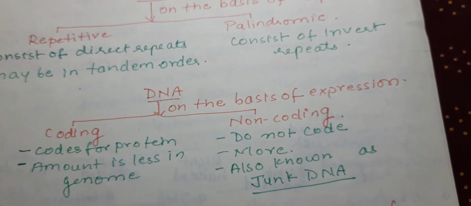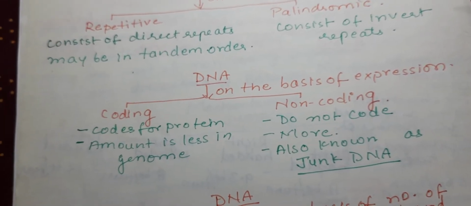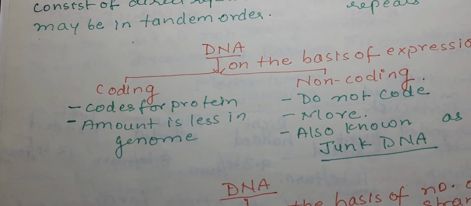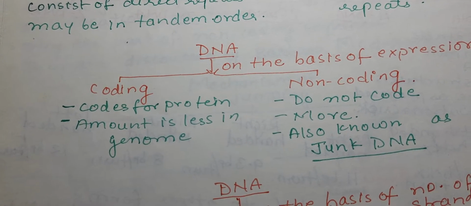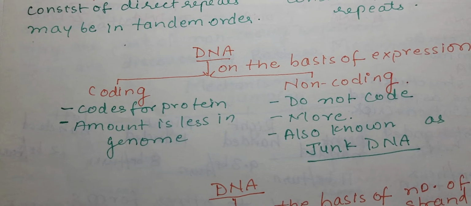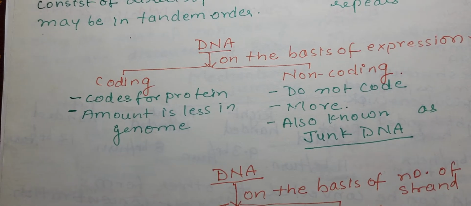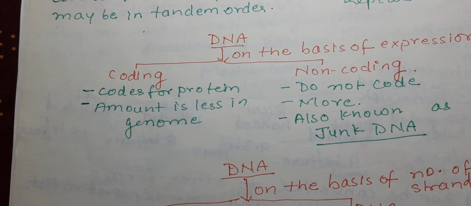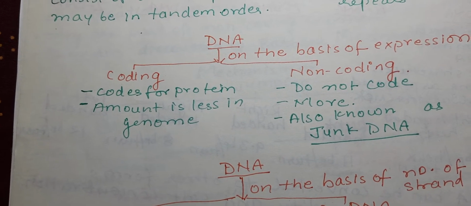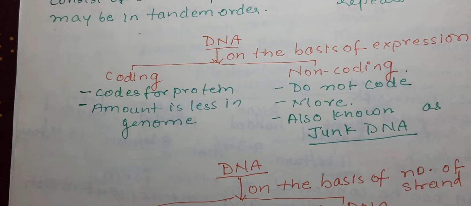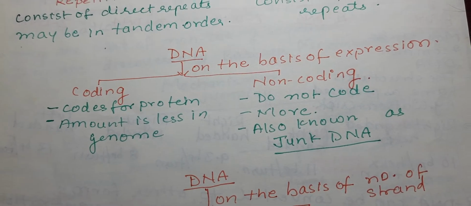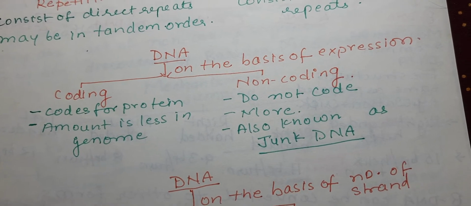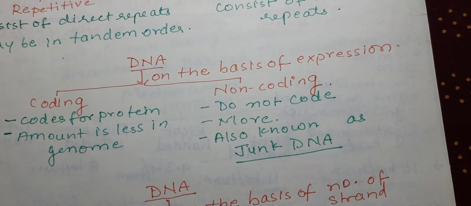Now, on the basis of the expression, whether the DNA is expressed or not, it is divided into two categories: coding and non-coding. Coding DNA, the one which codes for the protein, whereas non-coding does not code for anything. And coding, the amount is less in genome. If you see the total size of genome, the coding is much less as compared to the non-coding. And the non-coding is also known as junk DNA, since it does not code for any functional protein.